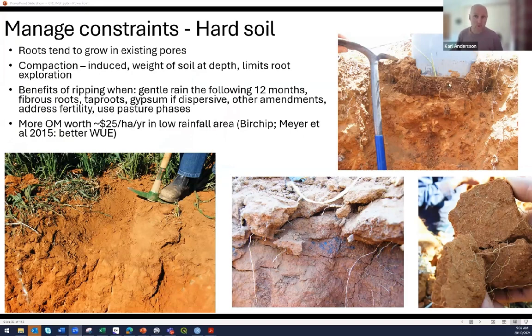One of the good bits about organic matter in the soil and thinking about this water is Rochelle Meyer did some work a little while ago now, 2015, and she found that more organic matter was worth $25 a hectare per year at Birchip. Better water use efficiency, water in, plants able to access it. So definite benefits there.